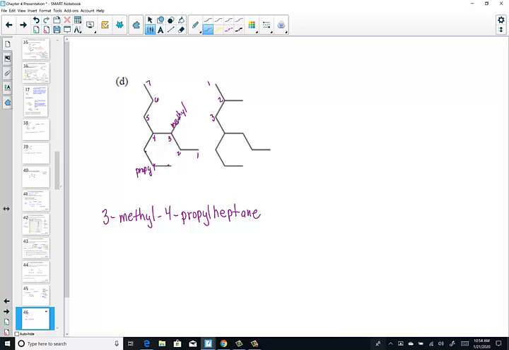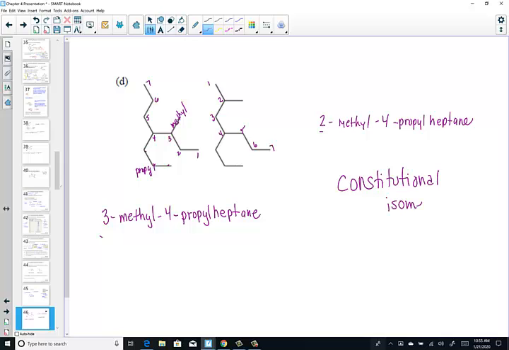1, 2, 3, 4, 5, 6, 7. At carbon 2, there is a methyl. And at carbon 4, there's a propyl of a 7 carbon chain. These are different, aren't they? Because one of the structures has its methyl group coming off of carbon 3, and the other structure has its methyl group coming off of carbon 2. These aren't the same, so therefore they're constitutional isomers.